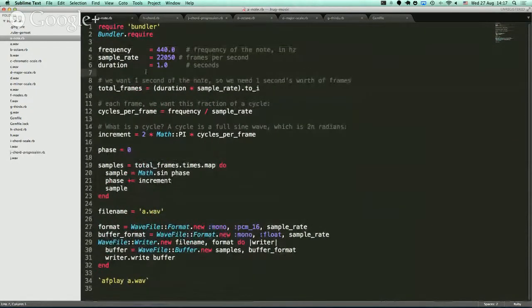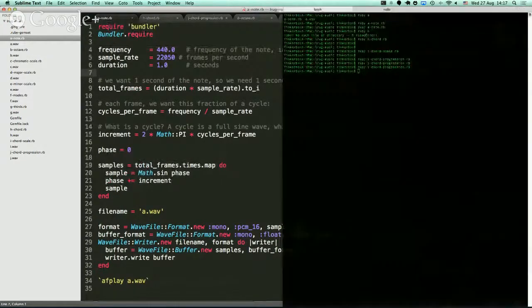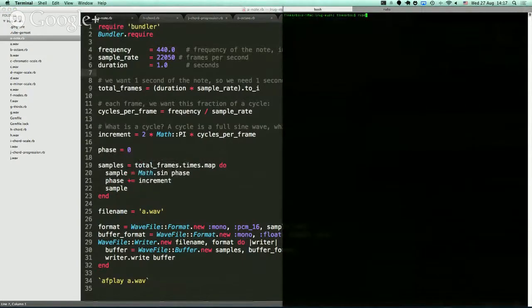This is the basic piece of code, a note, which if I run this, you will get a note. Yeah, so that is a note at the frequency 440.